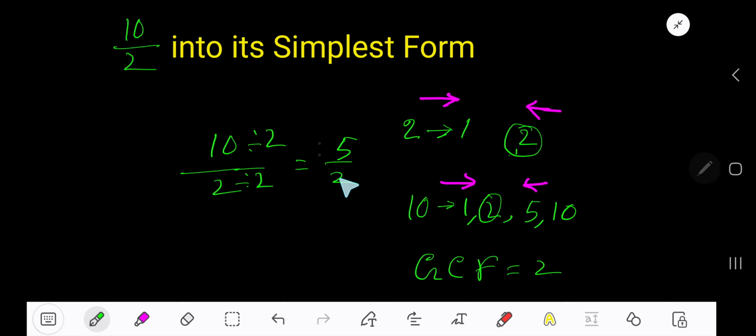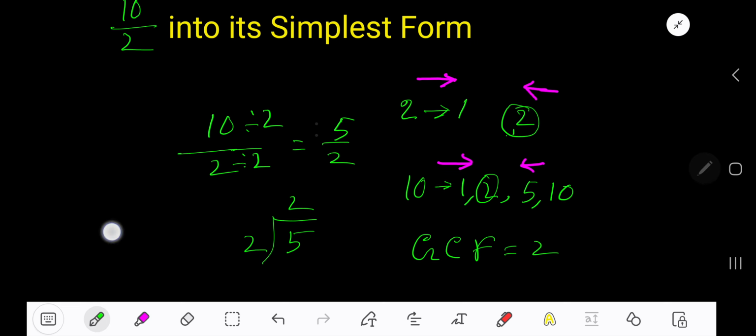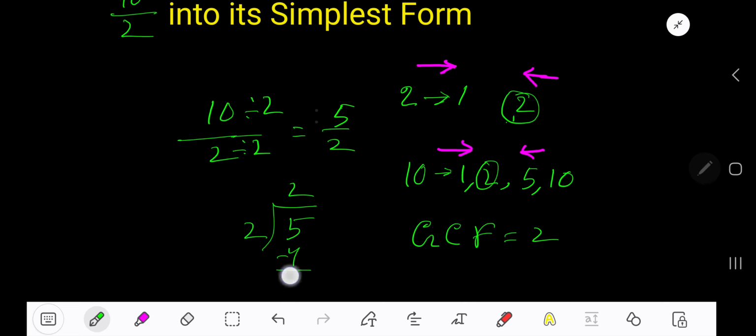To convert this improper fraction to a mixed number, just divide 5 by 2. 2 goes into 5 two times. 2 times 2 is 4. Subtract, and we get 1. So this quotient will be our whole number part. This remainder will be the numerator and this will be our denominator. So 2 and a half is our answer.